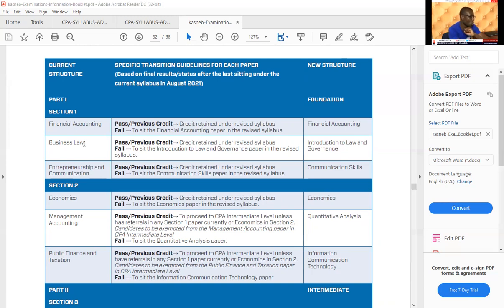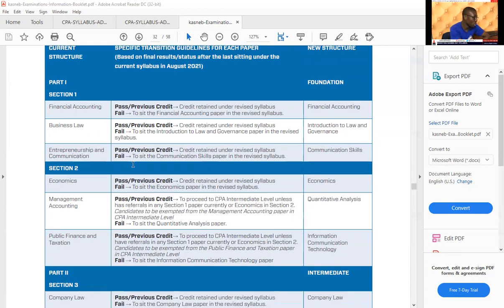Business law. For those students who did their business law and they passed, you're going to retain your credit. But in the event that you have failed, you'll find that you are going to sit for this law that has been introduced, and it will not be termed as business law, but introduction to law and governance. That is what has been introduced.